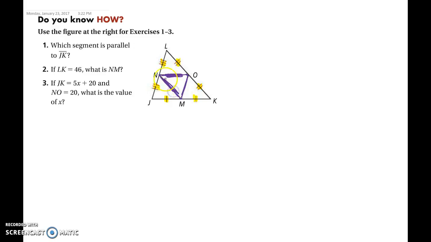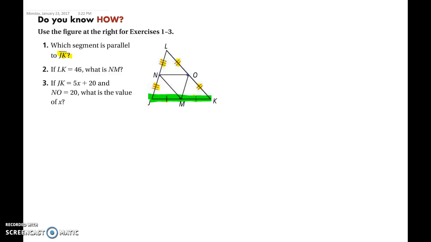All right. So now we know that our midsegments are parallel to the side of the triangle that they do not touch. We know that it is 1/2 of the length of the side of the triangle that they do not touch. So it says which segment is parallel to JK. So first let's highlight JK. Well, here's J and here is K. All right, so now we need to know which one of the midsegments is parallel to that.